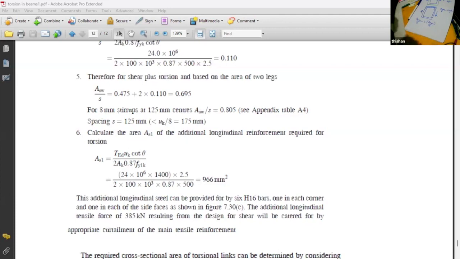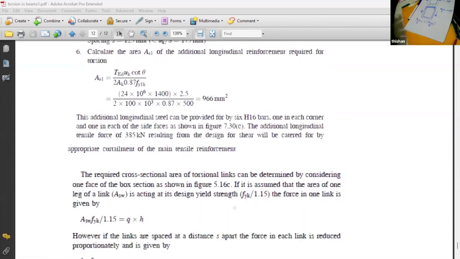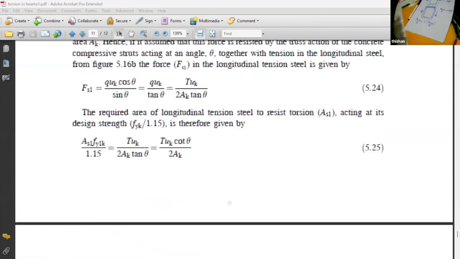Now we have to find the longitudinal reinforcement, and I have shown you the equation, and it's based on UK value. So 966. This additional longitudinal steel should be provided by 6 H16 bars, 1200. One in each corner and one on each side face as shown. The additional longitudinal tensile force of 385 resulting from the design for shear will be carried by appropriate curtailment of reinforcement, the main tensile resistance. So we just look at this diagram.